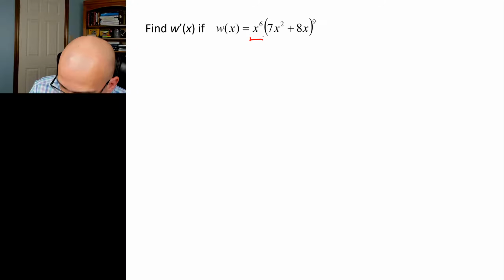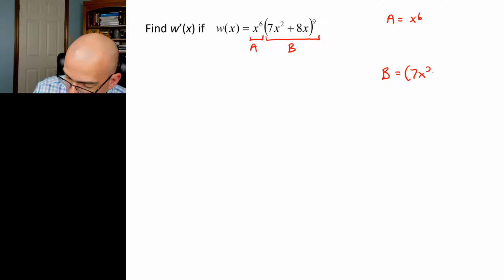The first function is x to the power of 6. I'll call that a. The second function is that bracket to the power of 9. I'll call that b. I'll write them down off to the side. A is x to the power of 6. B is 7x squared plus 8x to the power of 9.